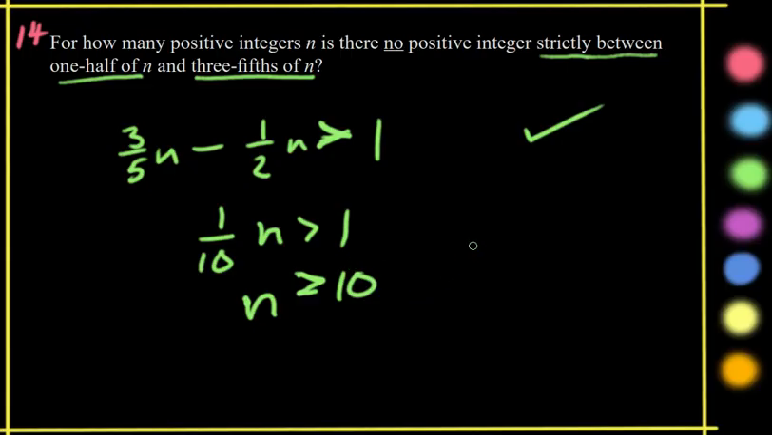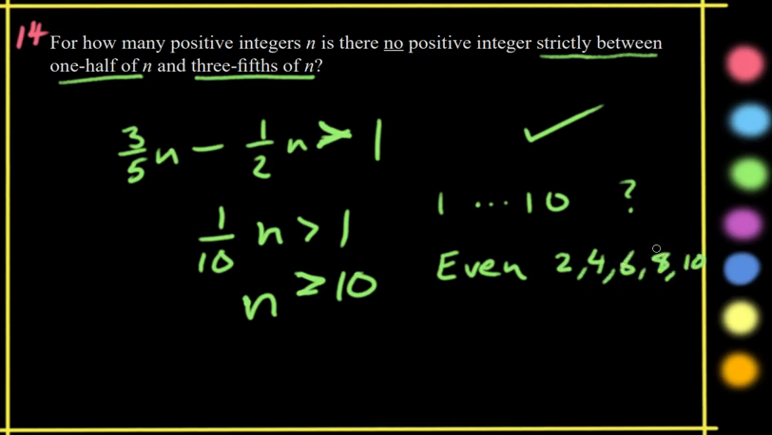So now we need to figure out from 1 to 10 how many of those integers have no positive integers strictly between 1/2 n and 3/5 of n. So we can first look at the even numbers, and if you've got an even number, then you know 1/2 of n has to be an integer. And you already know that 3/5 of n minus 1/2 of n is less than or equal to 1, which means there can't be any positive integers strictly between 1/2 of n and 3/5 of n. So that's already 2, 4, 6, 8, and 10, which is 5 numbers.